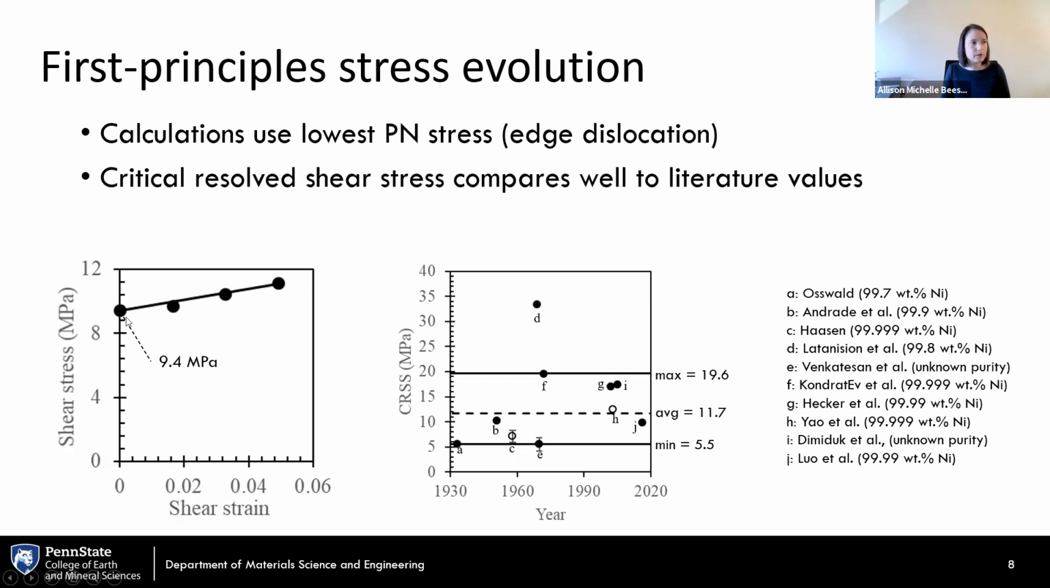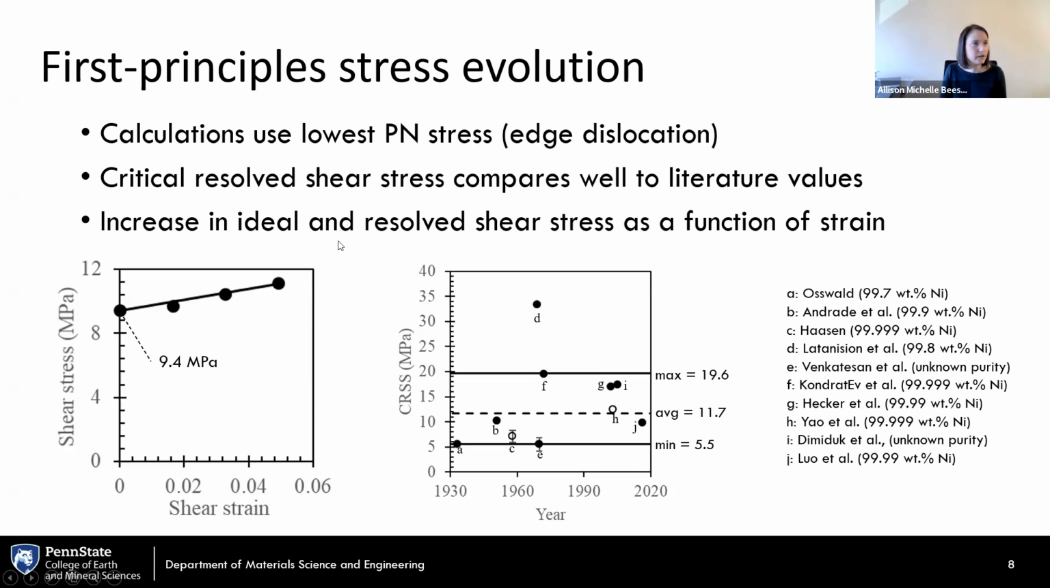And we also check to make sure that the initial critical resolved shear stress compared well to literature values. So this is from the DFT-based calculations, and this is a plot of critical resolved shear stresses as a function of year reported in literature, showing how they scatter for pure nickel, where there's variations in how these values were obtained, as well as the purity of the nickel, which would impact those properties as well. We're just comparing this 9.4 value to this range here, where the average is 11.7, and there's a range from 5 to 20.